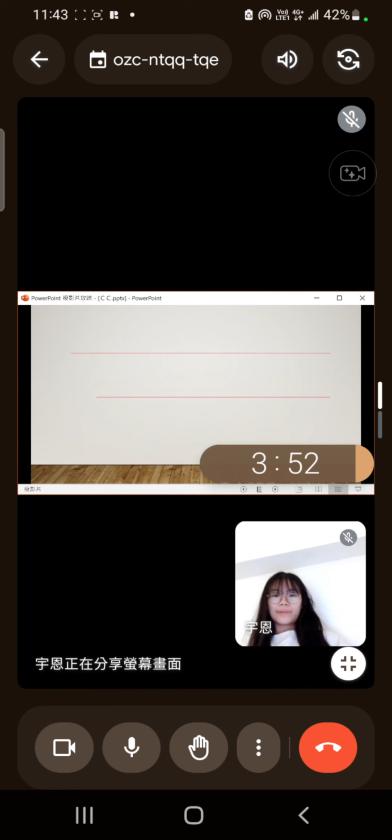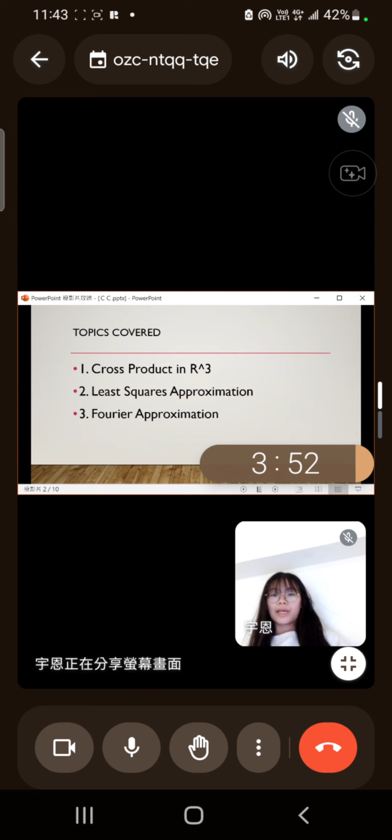First of all, I'm taking you through the topics that I'm going to cover today. First is a cross product in R cubed, and then is the least squares approximation, and then is a Fourier approximation.